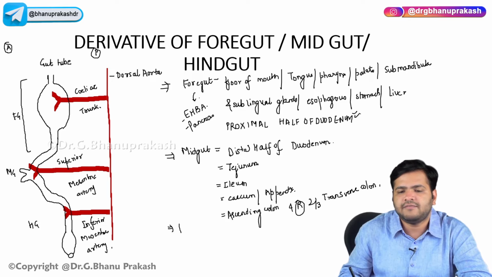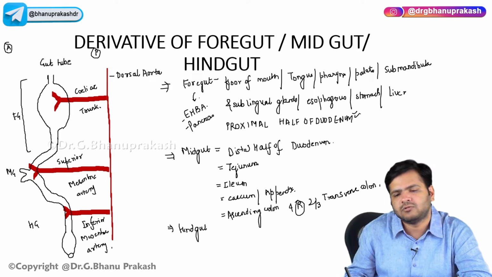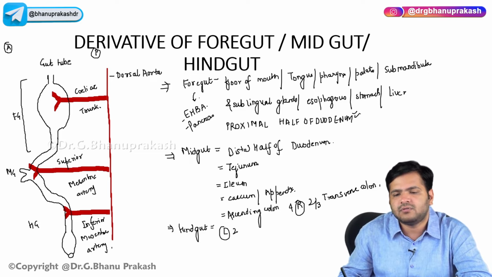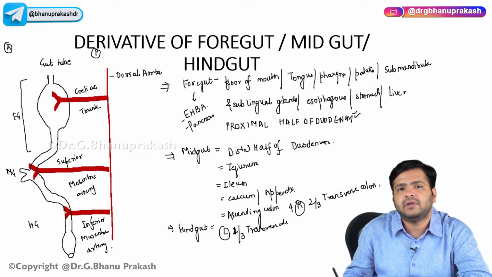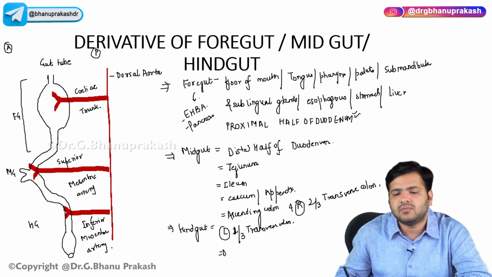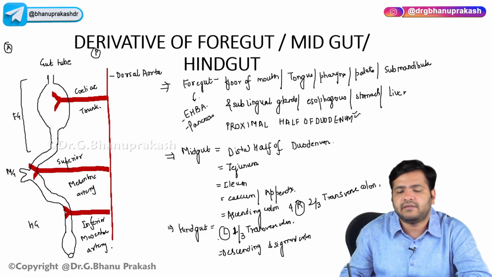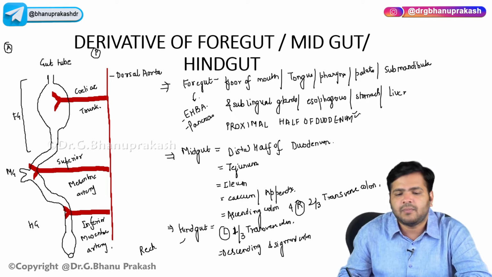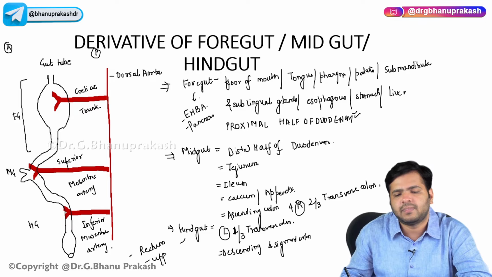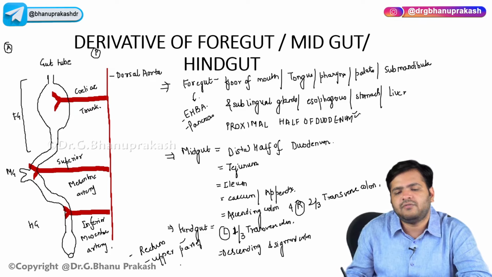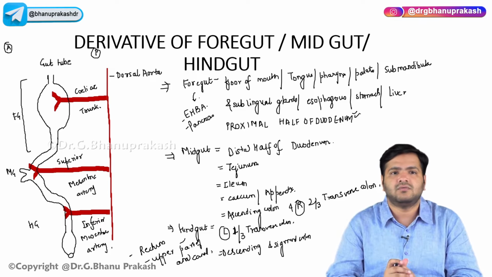And we have the hindgut. It will form the left 1/3 of the transverse colon, the descending colon, sigmoid colon, rectum and the upper part of the anal canal. So you already know that.